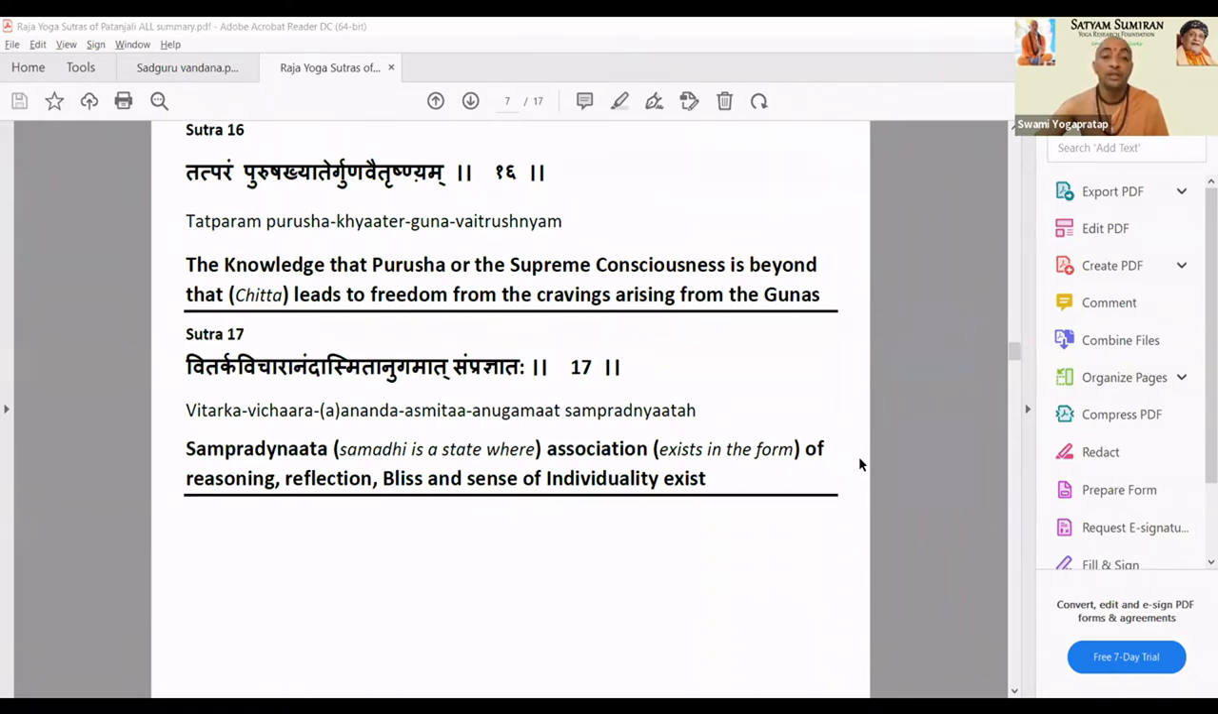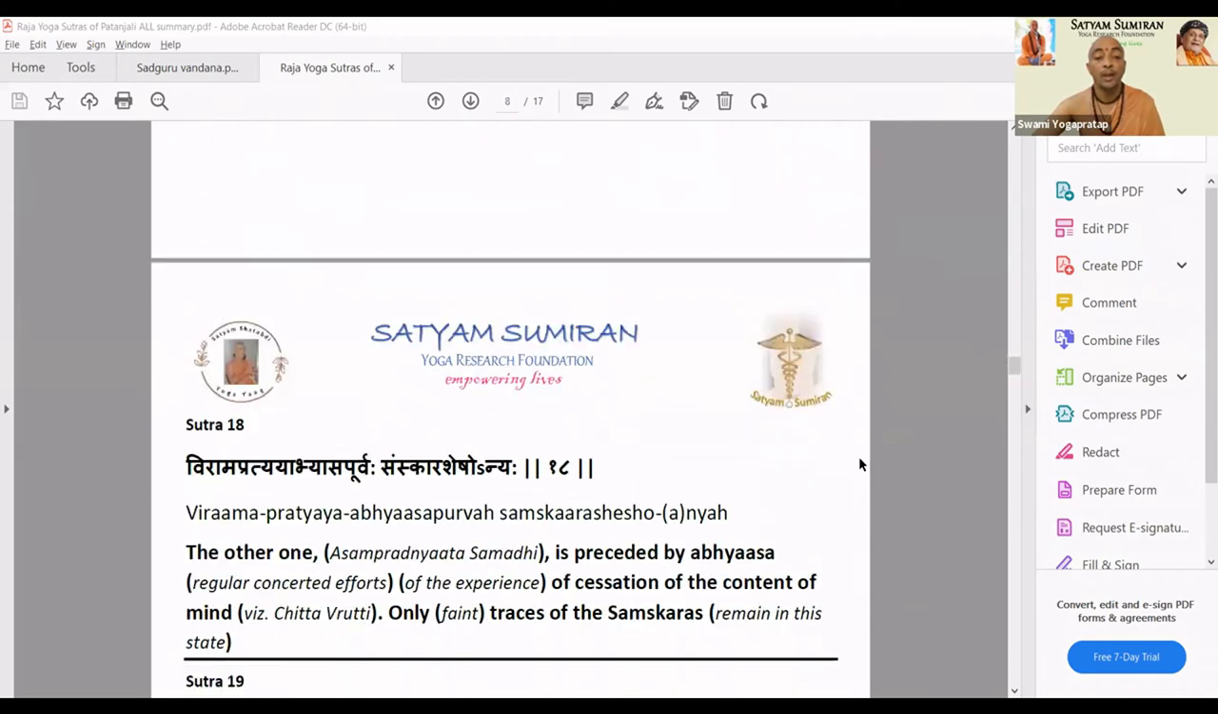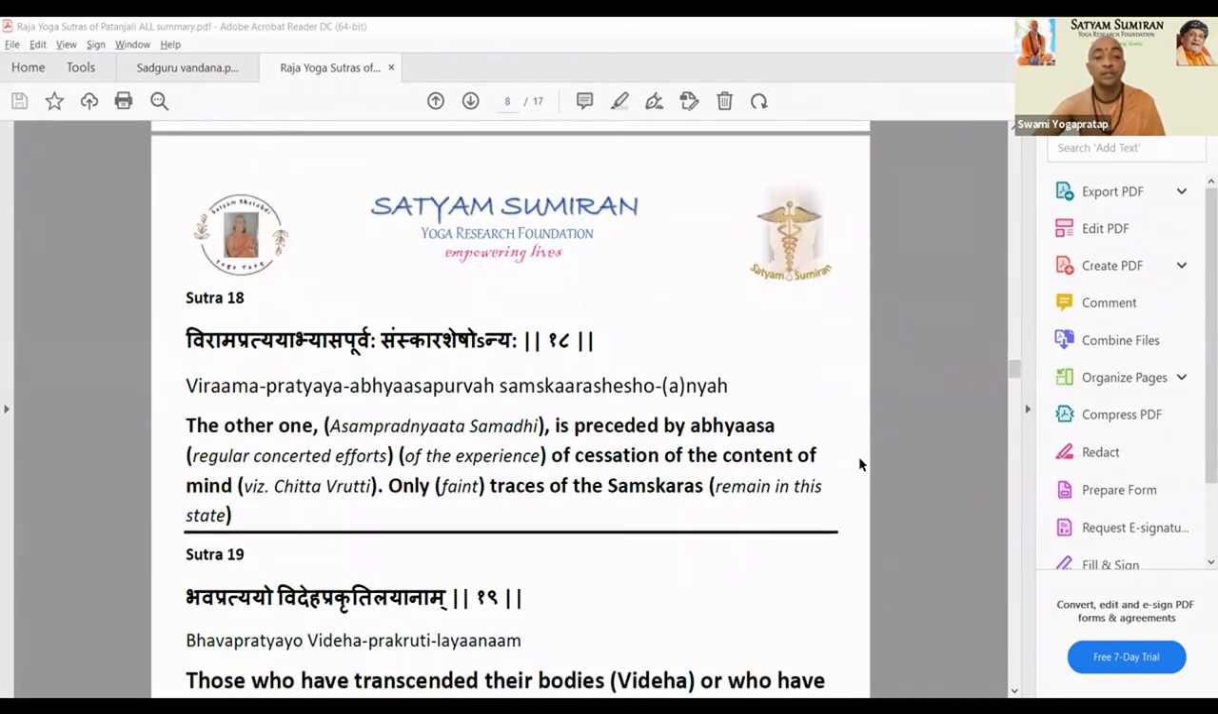When that happens, then we go into a state which has four sub-categories. Vitarka vichara ananda asmita anugamat samprajnataha. We go into samprajnata samadhi, a state where the association is present in the form of vitarka, reasoning, vichara, reflection, ananda, bliss, and asmita, sense of individuality. Between each of these, there is a stage, as one moves from one stage to the other.